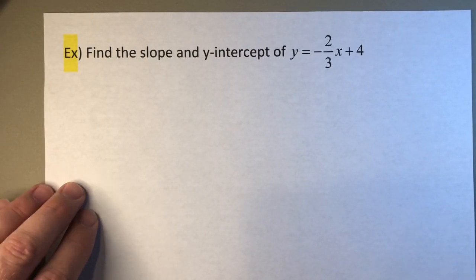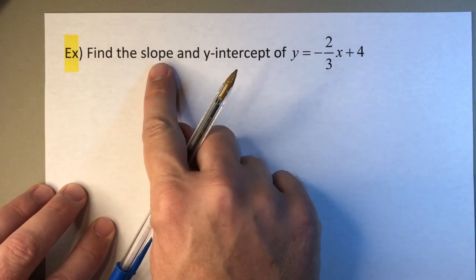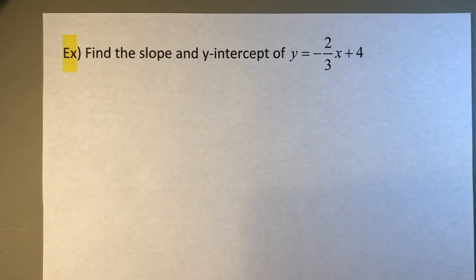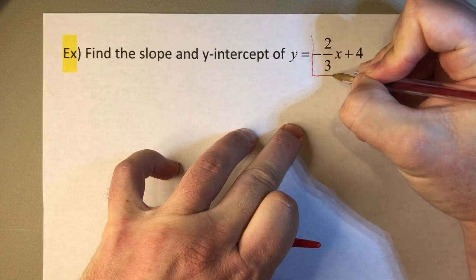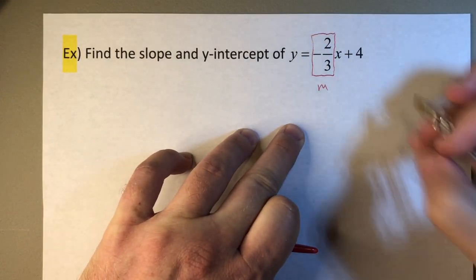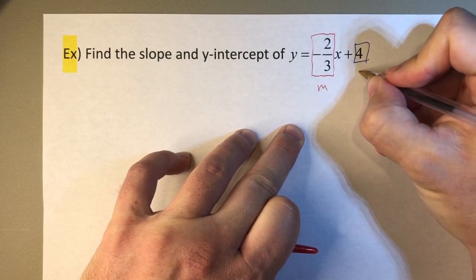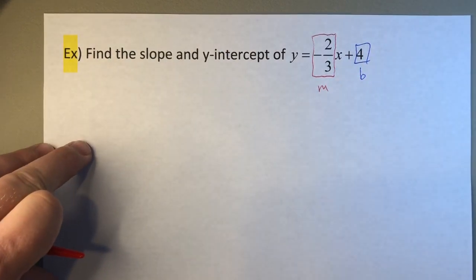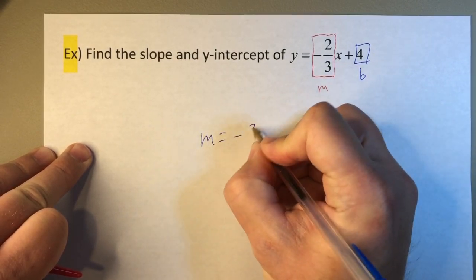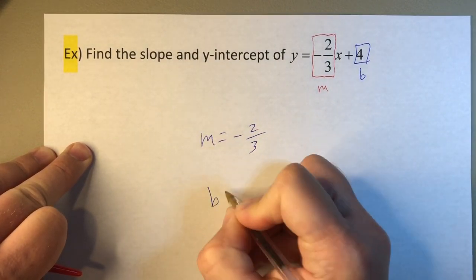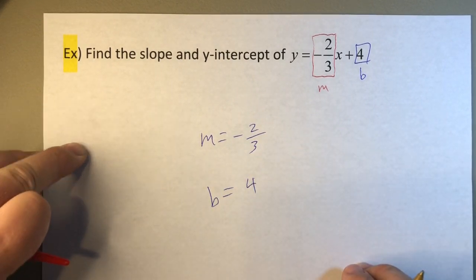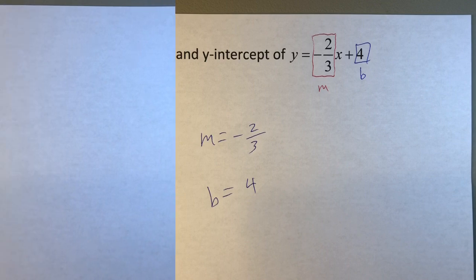What about this one? Here we're asked to find the slope and the y-intercept of this line. So the slope is the coefficient of x. There's your slope. And the y-intercept is the constant term here. So the result here would be what? m equals negative 2/3. And the y-intercept b would be 4. All right? So hopefully that makes sense.